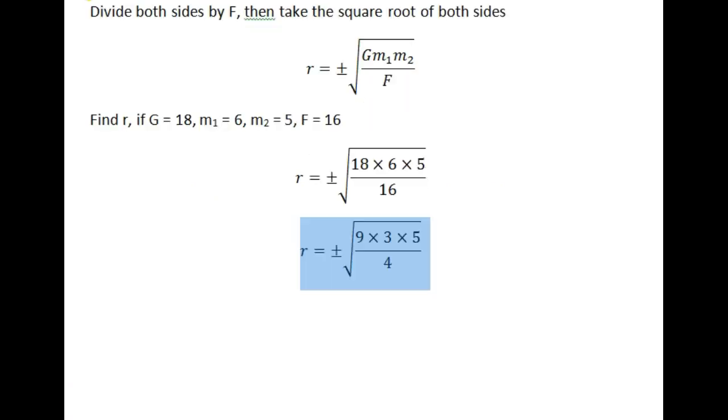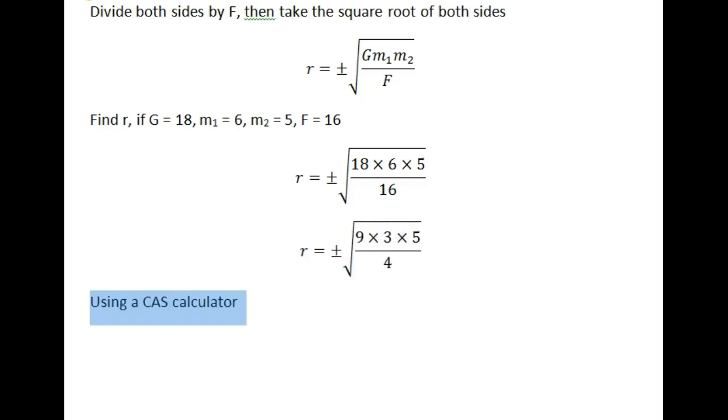We can get our CAS calculator, or we could cancel down first. I've decided to cancel down first. Here's how it works. 2 goes into 18 9 times, and 2 goes into 16 8 times. Now the 6 and the 8, 2 goes into those two numbers as well, 2 goes into 6 3 times, and 2 goes into 8 4. Try it yourself and you'll see that cancelling down.